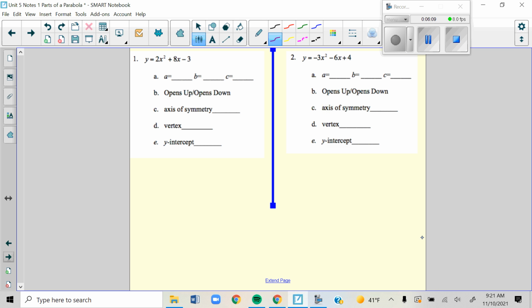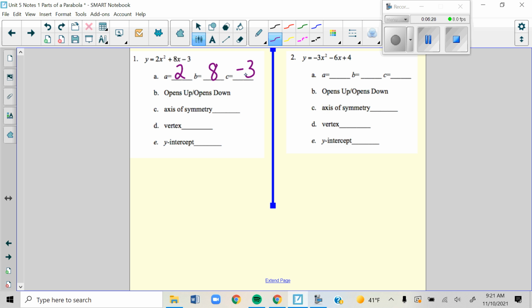So here we are given, and we have to find out, and literally look, it gives us step by step what I want to look for. So our a value is 2. Our b value is the one in front of x, so that's 8. And our c value is our constant, the one by itself, so that's -3.